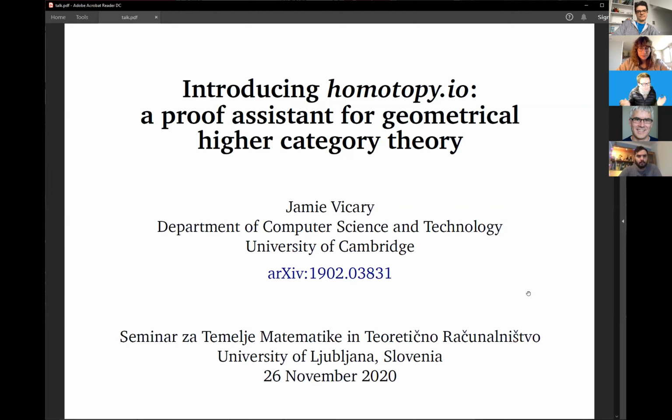Oh, and I've been practicing this. Thank you very much for welcoming me to your seminar, Every Proof Assistant. Apparently that's Slovenian for Every Proof Assistant. Okay.